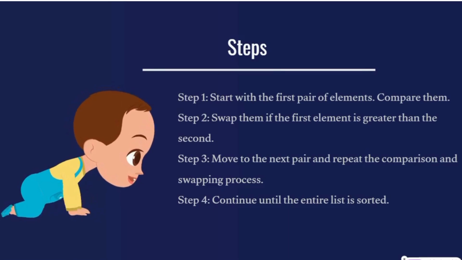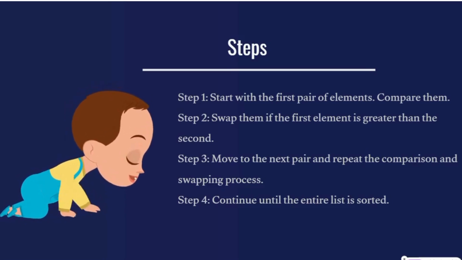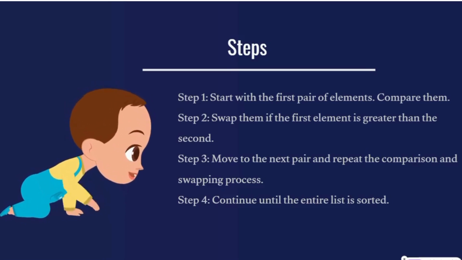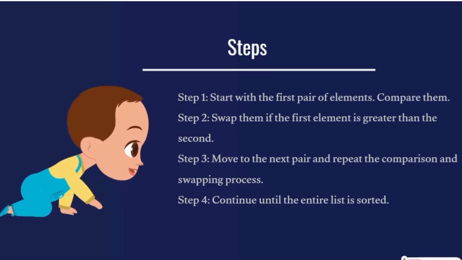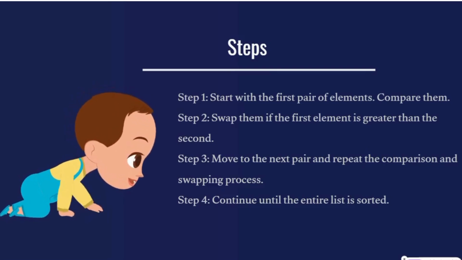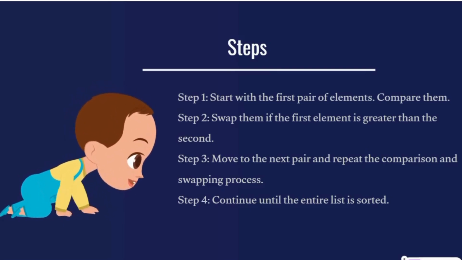These are the steps followed here. Step 1. We start with the first pair of elements and compare them. Step 2. We swap them if the first element is greater than the second. Step 3. We move to the next pair and repeat the comparison and swapping process.